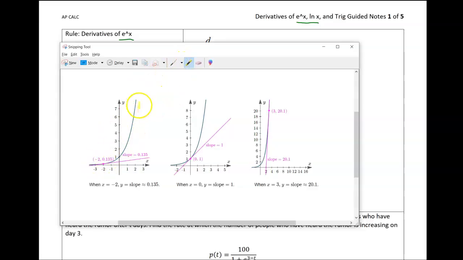And notice it has that nice exponential curve where it increases at an increasing rate, gets steeper and steeper over time. But look at what we notice here. At this point, (0, 1), the slope of my tangent line is 1. At this point, (3, 20.1), the slope of my tangent line is 20.1. And at (-2, 0.135), the slope is 0.135. So that's pretty interesting, right? The slope is equal to the y value of the function. This is the only function for which this is the case.